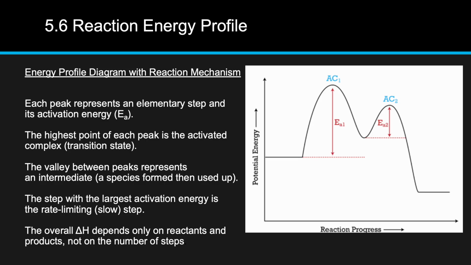And that's because it is the hardest energy barrier to overcome. And even if the reaction has multiple steps, remember the overall delta H is going to depend on the energy difference between the reactants and the products, not on how many steps occur in between. Now, looking at this diagram on the right here, you should be able to identify that there are two elementary steps, and that our first elementary step is going to be the rate determining step because the activation energy is much greater than in the second elementary step. And the other thing I want you to be able to identify is that here is where your intermediate will be formed.